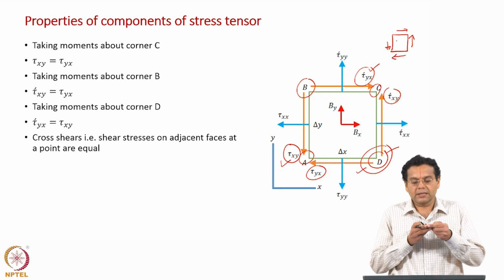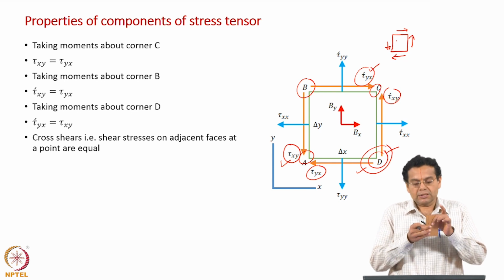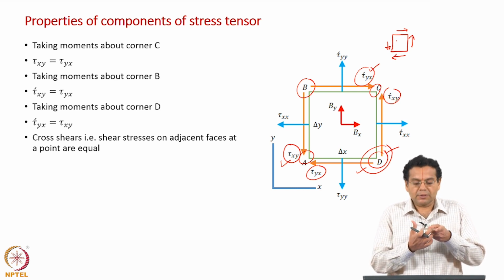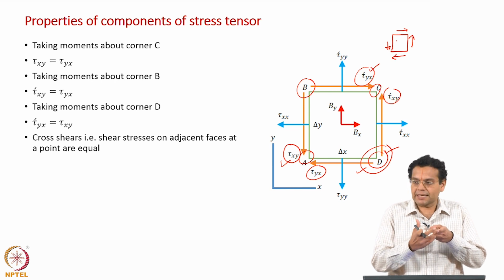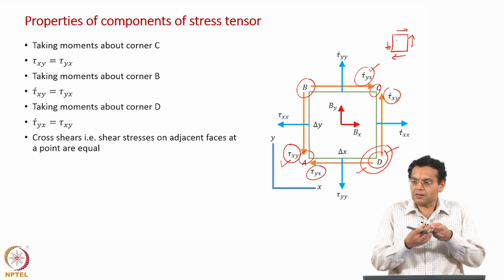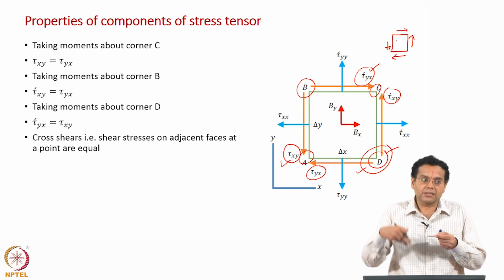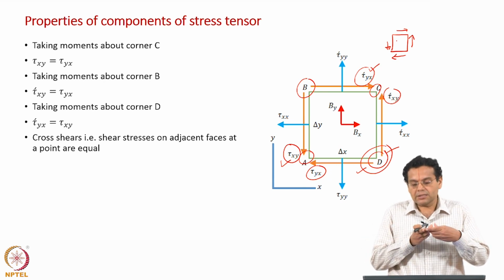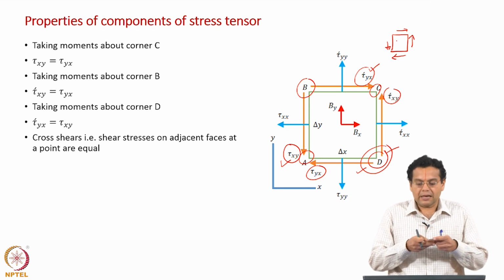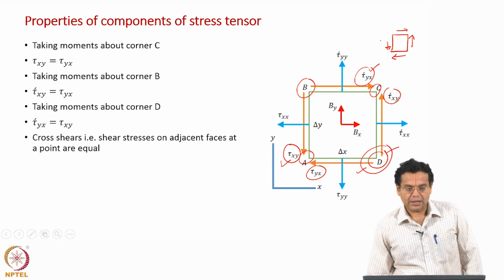You have a point. Earlier it was the same face, opposite side, now we have 2 adjacent faces. Why do we say cross shear? The normal to one face is the y axis, the normal to the other plane is the x axis, that is why they are cross shears, one is tau x y, the other is tau y x. So, cross shears acting on adjacent faces are equal, that is the conclusion.